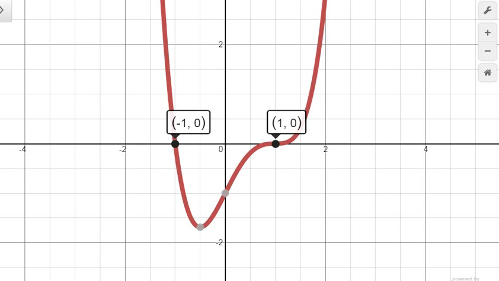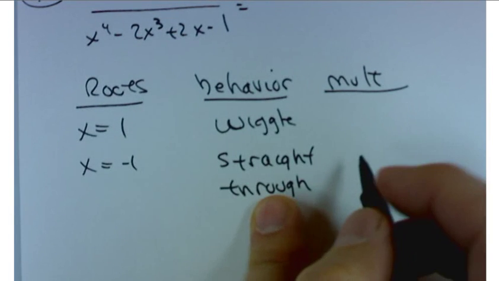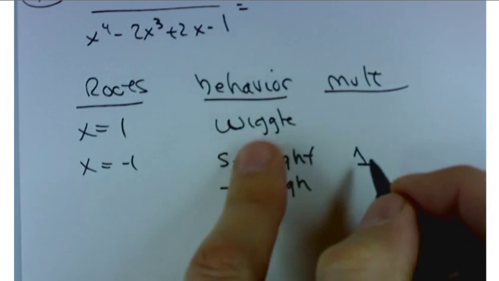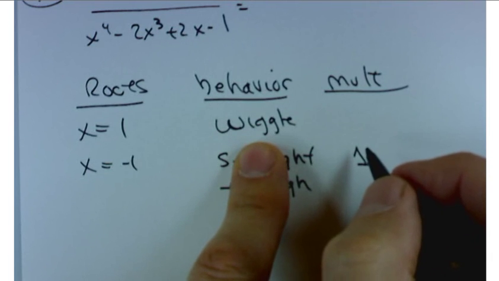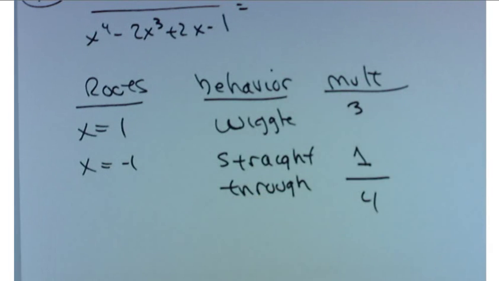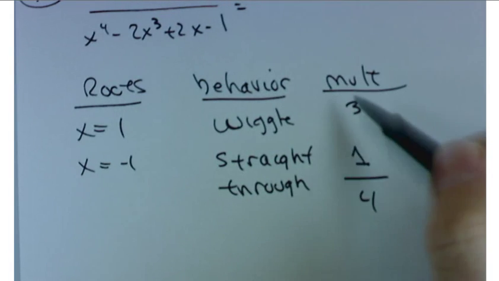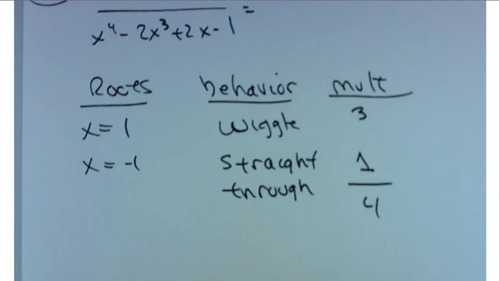And at x equal 1, what kind of behavior do we have? Wiggle. All right, so if I've got straight through, what kind of multiplicity does that imply? A 1. If I've got a wiggle, what kind of multiplicity does that imply? 3. Have I accounted for everything that I need? Yeah. I've got a total of 4 roots here. Degree is 4, so I've got everything I need.